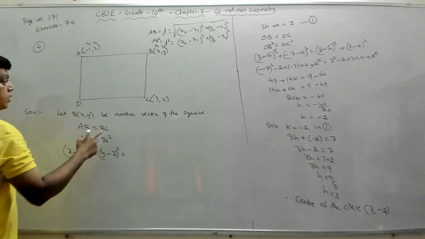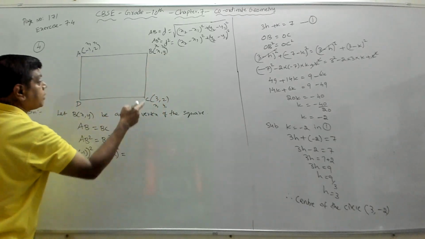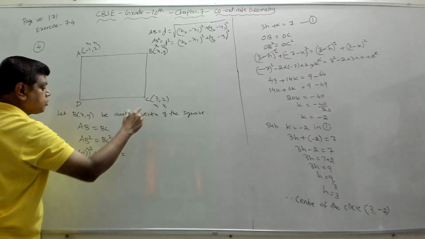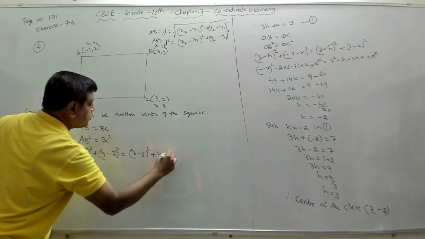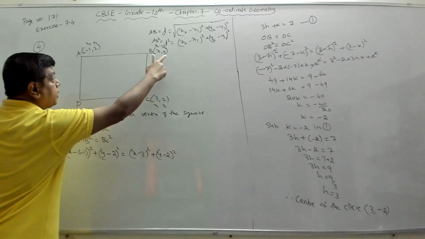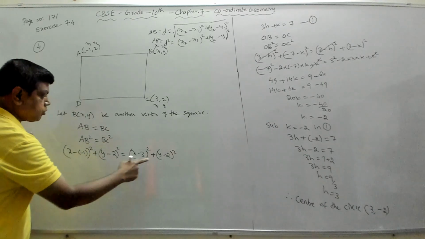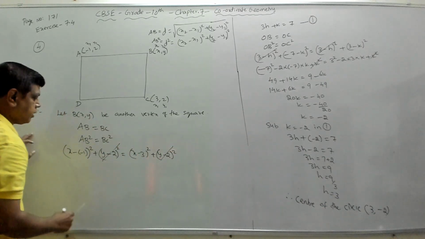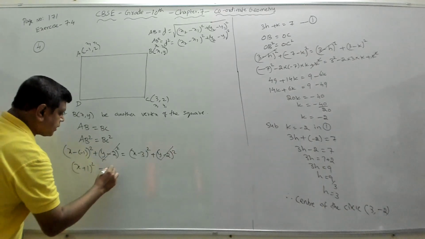BC square is, we'll take again this as x1 y1 and this as x2 y2. Again we'll apply the distance formula. x2 minus x1, which means x minus 3 the whole square plus y minus 2 the whole square. Now if you observe here, again this is y minus 2 the whole square, y minus 2 the whole square, they get cancelled. So you'll have x plus 1 the whole square is equal to x minus 3 the whole square.